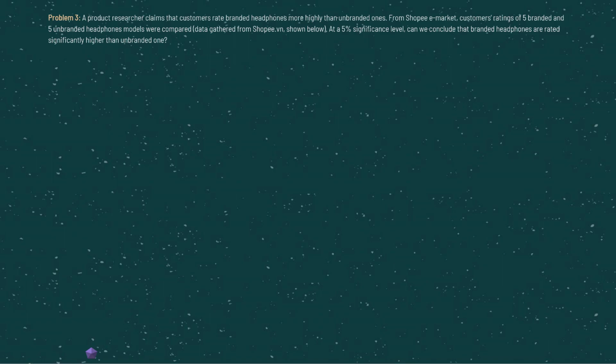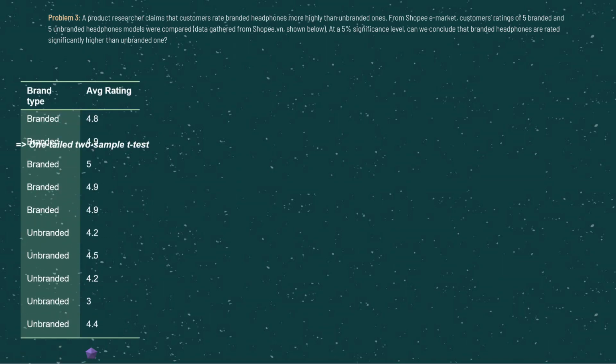Once more, we're working with two samples, the branded and the unbranded one. And since it's one tail, we're going to do the one tail two sample t-test. Our null hypothesis here is mu 1 is equal to mu 2, and the alternative is mu 1 is greater than mu 2. I'm using the same method that we've been doing.